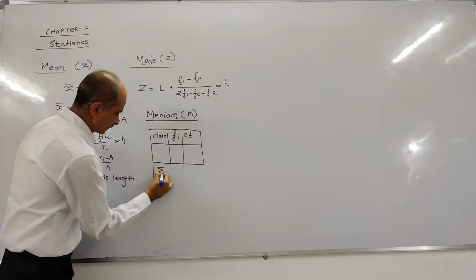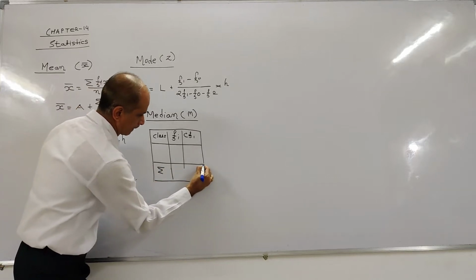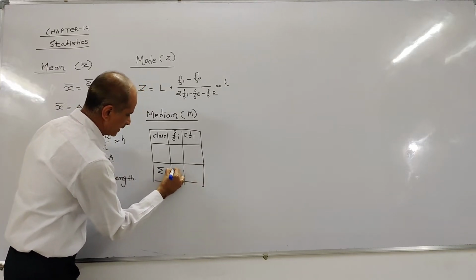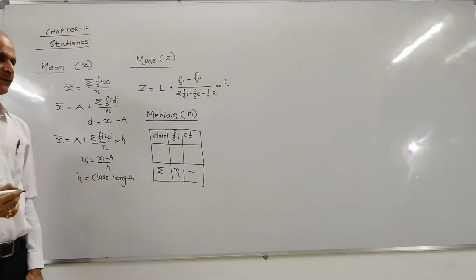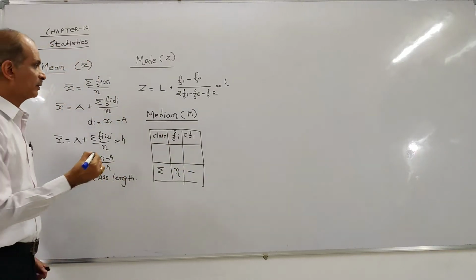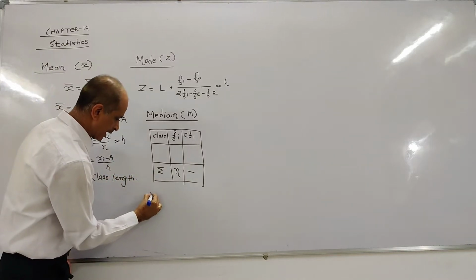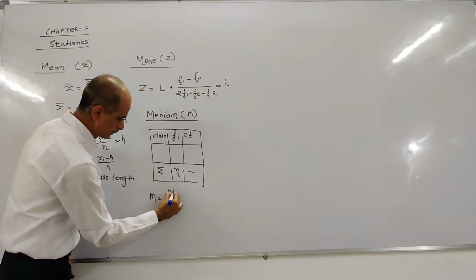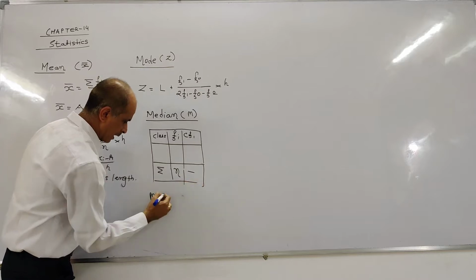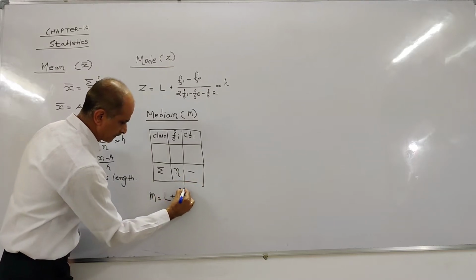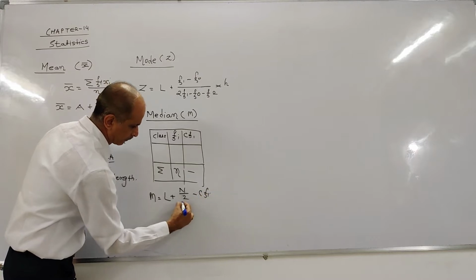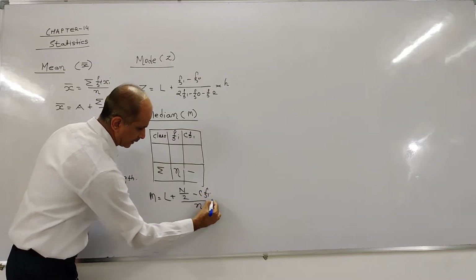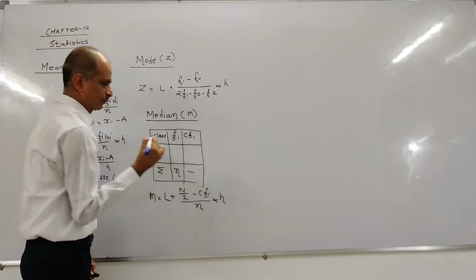So the total of this is known as N. There is no need to find the total of cf. And the formula is M is equal to L plus N by 2 minus cf upon f into h.